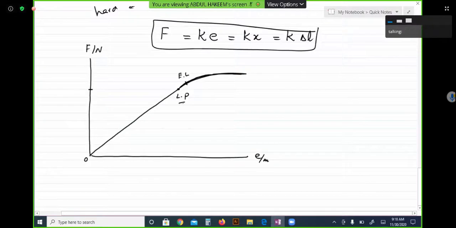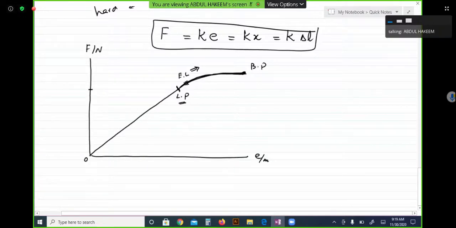Hooke's law ends at the limit of proportionality. This is the end of Hooke's law, and this is the end of the elastic behavior. And after this elasticity, it becomes plastic, meaning permanently deformed. And this last point, this one, is the breaking point.